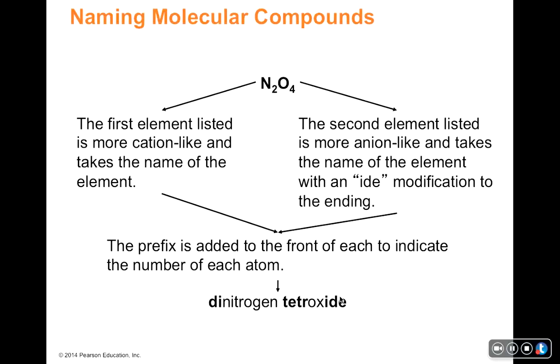Notice that the ending IDE remains the same, just as we had in ionic compounds. We use that IDE ending for the second element that's listed there. In terms of how you list them, the first element listed is usually more cation-like, so it's usually the one that would have a lesser electronegativity value. The second element is more anion-like, would have a higher electronegativity value, and again takes that IDE ending.